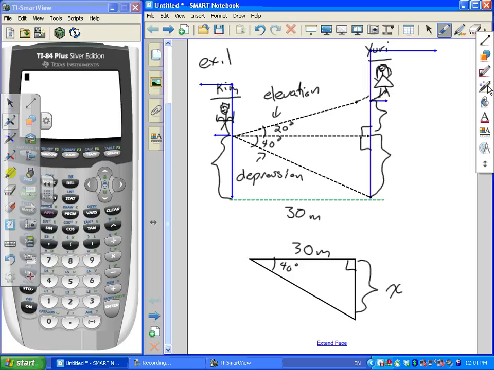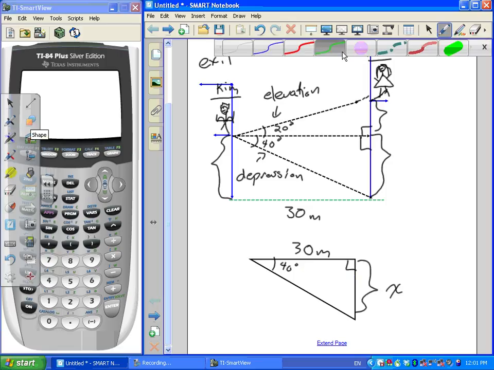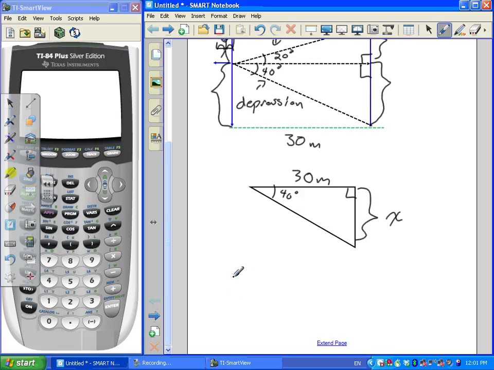So we know our three ratios. I have the 40-degree angle. This side here, the 30 meters, is considered what? Opposite, adjacent, or hypotenuse? It's adjacent. Good. And we need to find this, which is the opposite. So we have an adjacent and an opposite side. Which of the ratios do we use? Tangent, yes. So tangent theta is opposite over adjacent.